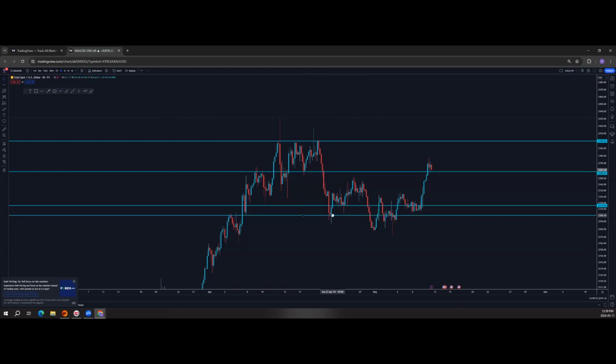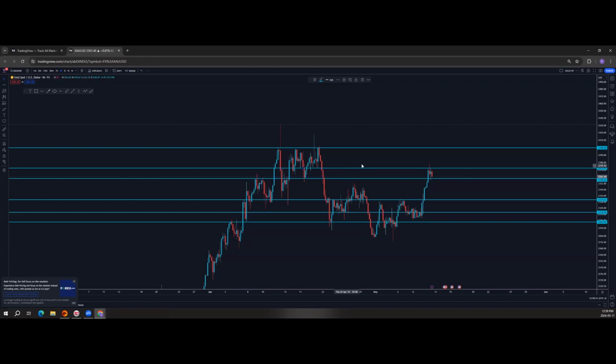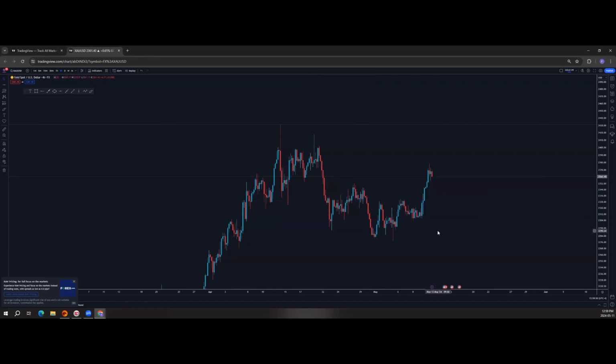Like I see a support here. And you could even change the colors, like for the resistance, you could have red. So this price has fallen from there. But all that is just the technical side, right?